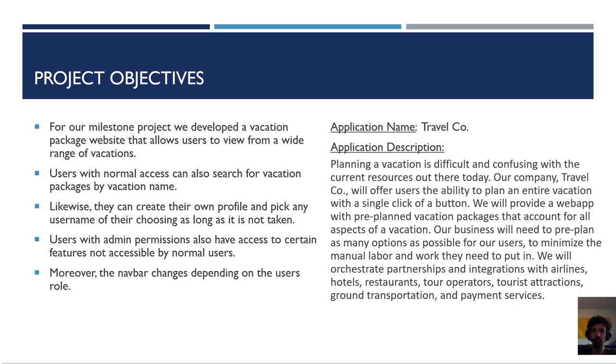And users that have admin permissions to the website have certain features not accessible by normal users, such as creating, reading, updating vacation packages and users. And the navbar changes dependent on the user's role. So yeah, that's pretty much what our application is, just an entire vacation package website where users can view everything that we have. And on to the next slide.